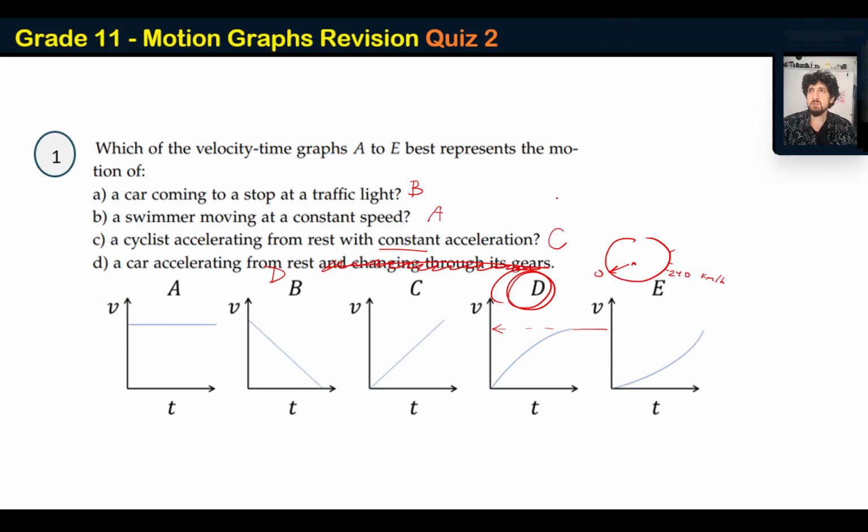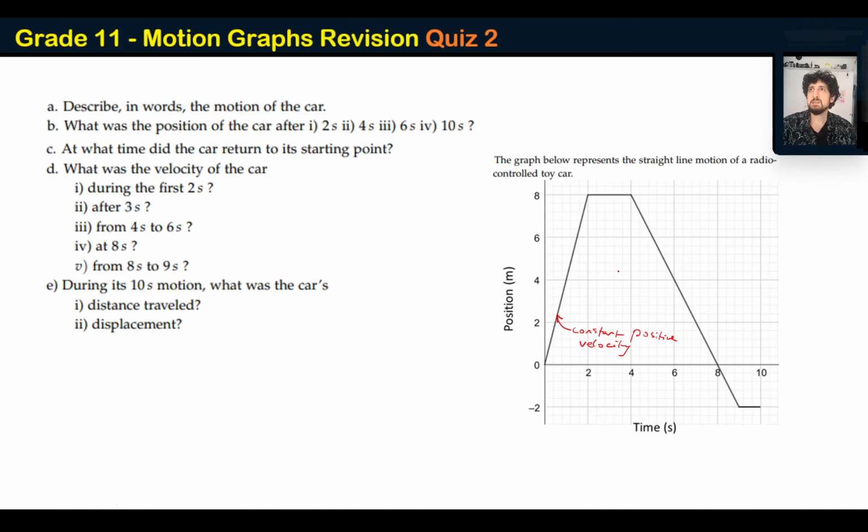What's happening in the second portion here? Well, it went to position 8, and then it stayed there. It went to position 8, and it stayed there for about 2 seconds. So this here, let's use orange for that one, is showing stationary for 2 seconds. So that means it's not moving for 2 seconds, or stopped for 2 seconds.